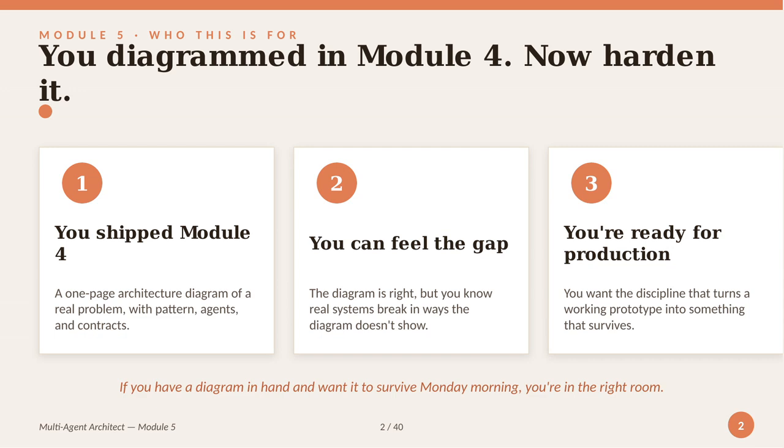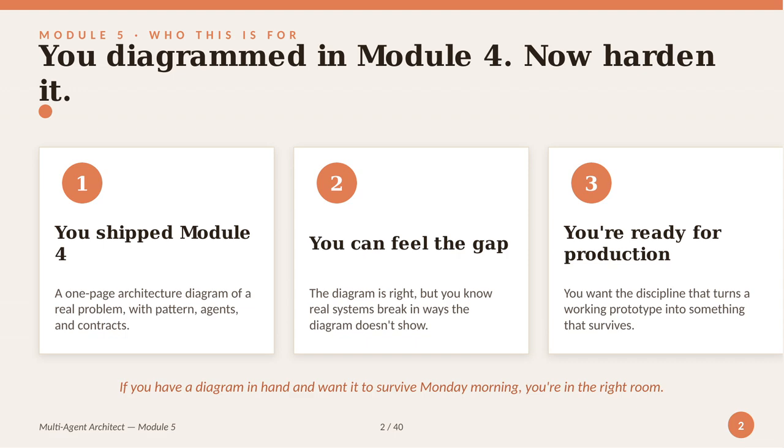Card 2. You can feel the gap between diagram and system. The diagram looks right. You also know that the moment a real user hits this thing, something will break in a way the diagram doesn't show. That instinct is correct, and this module is the answer.